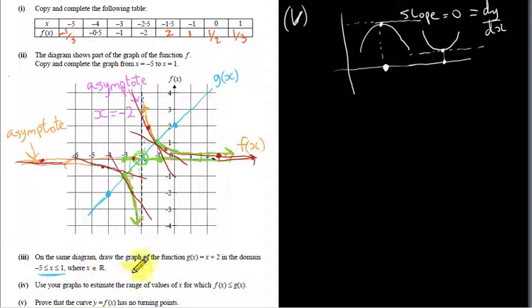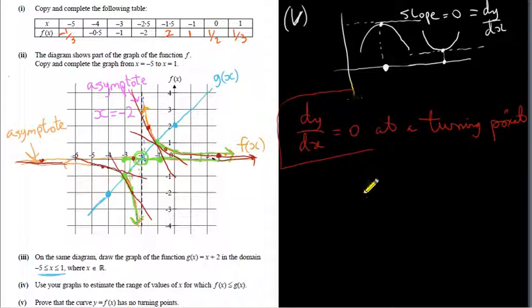How would we prove it more mathematically? Well, we note that dy dx equals 0 at a turning point. So what we could do is find the turning points by putting dy dx equal to 0. That's how you find the turning points of a function. You put the derivative equal to 0 and solve for x. That gives you the x values at the turning points, these values on the x-axis. So let's look at our function.